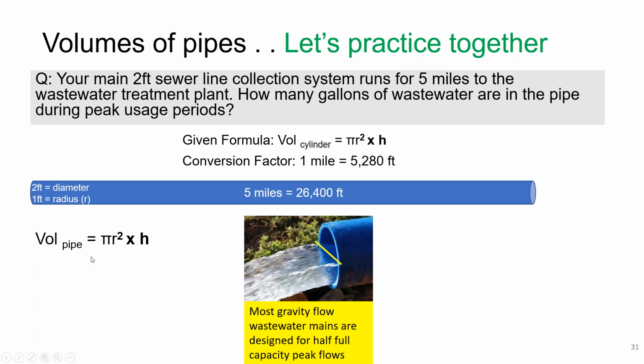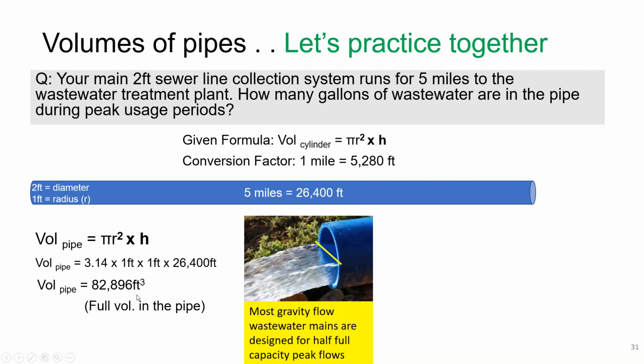And the first thing we want to do is get the volume of water in that pipe. We're dealing with the entire pipe at this point. So pi r squared times height, we get the volume of that pipe. If you plug in your values correctly, the volume in the pipe is 82,896 cubic feet of water. And that is the full pipe. So we haven't divided it at all.